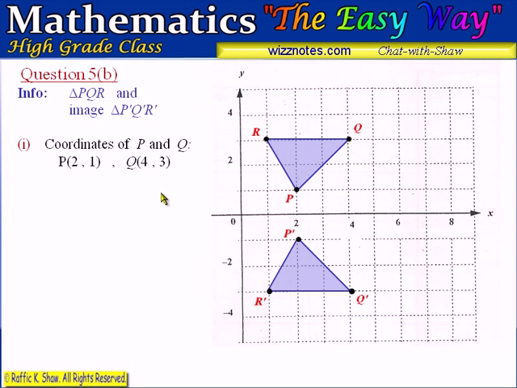Those are the coordinates. Part 2 is asking us to describe the transformation which maps triangle PQR onto triangle P prime, Q prime, R prime. Now it looks like a reflection, but there are certain properties of reflection that we must check before we confirm that it is a reflection. It looks like a reflection in the x-axis, but let us check first the properties of reflection so we can confirm that it is indeed a reflection.